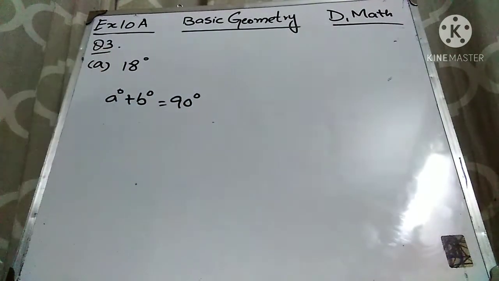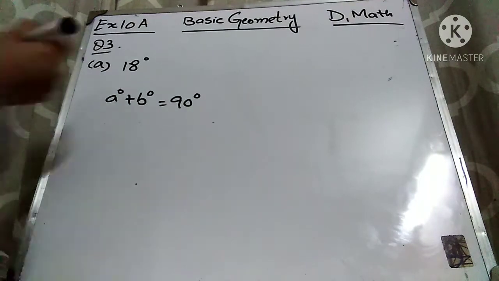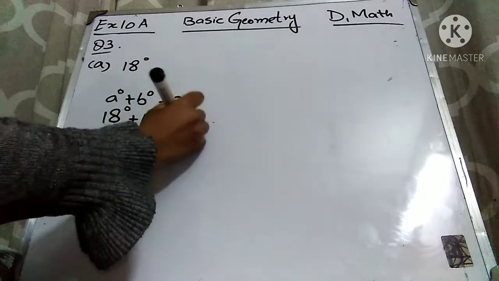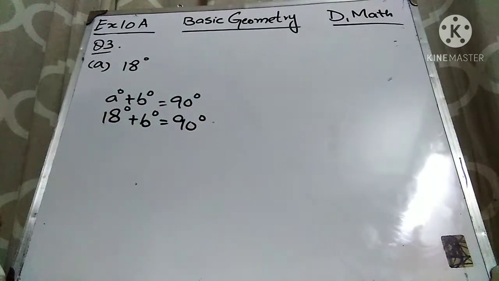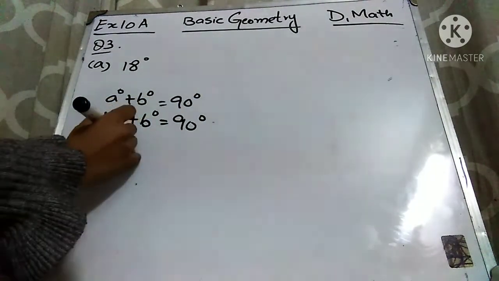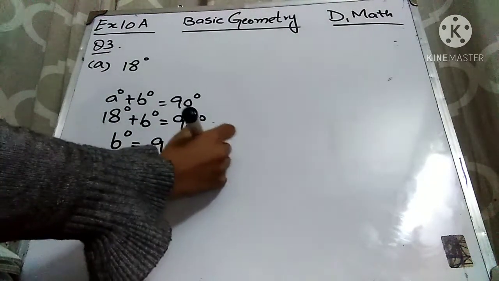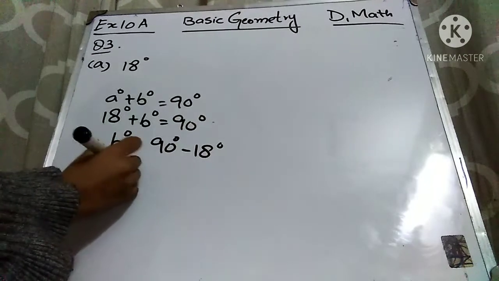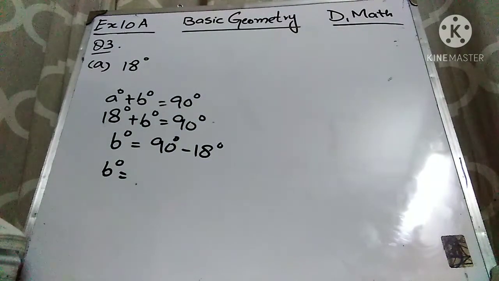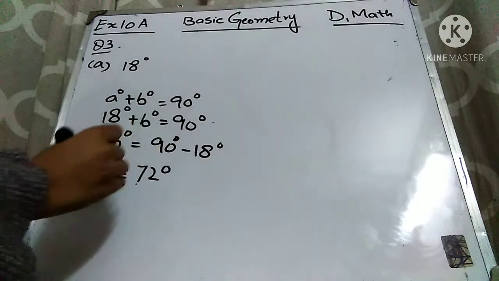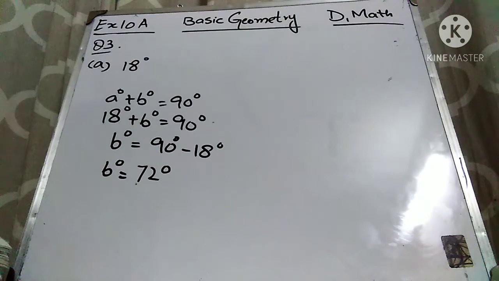Suppose angle A is given and we have to find out B. So A is given, it's 18 degrees. We have to find out B. So what we'll do is we can find B by subtracting 18 from 90. So the other angle will be equal to 90 minus 18, which is 72 degrees. So the other angle is 72 degrees.